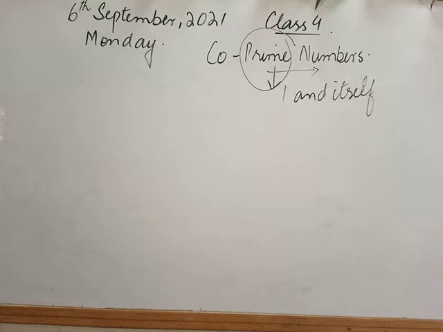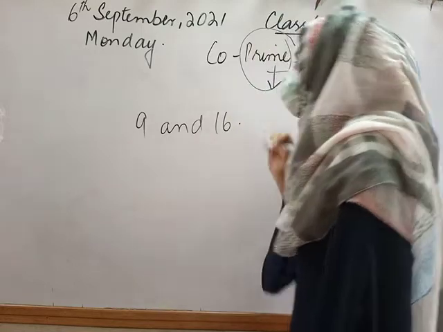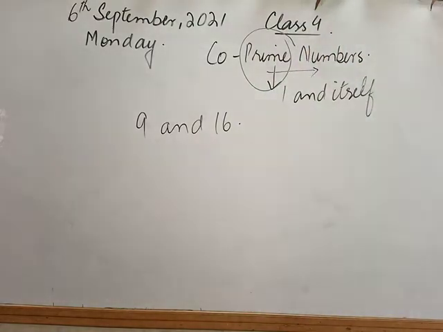Fine. For example, I have 2 numbers, 9 and 16, and I want to find whether they are co-prime. So what would I do? I will write all the factors one by one of the given numbers, which are 9 and 16. So according to the first number, we have 9.